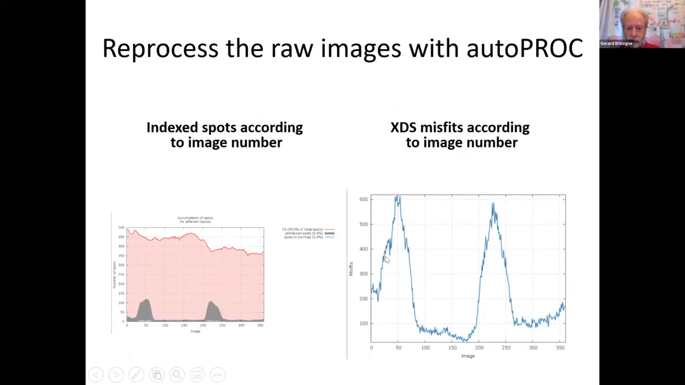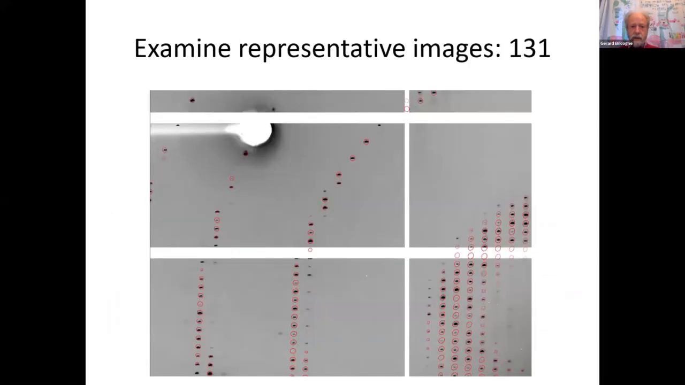XDS also says, oh, there is really quite a concentration of misfits. That means conflicting measurements between symmetry-related reflections. So let's have a look at the images themselves. So this is an image in a good range. You see that the spots are well indexed. The lunes are well defined. There is no messiness between the lunes.